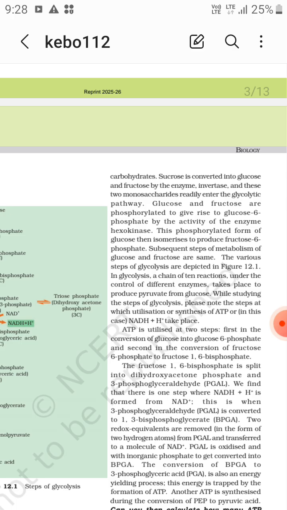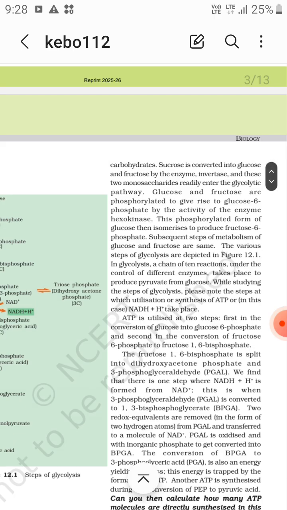So glucose 6-phosphate gets converted into fructose 6-phosphate. Okay, so this phosphorylated form of glucose then isomerizes to produce fructose 6-phosphate, right? Subsequent steps of metabolism of glucose and fructose are the same. Now, glycolysis is a chain of 10 reactions under the control of different enzymes. 10 reactions and 10 different enzymes take place to produce pyruvate from glucose.